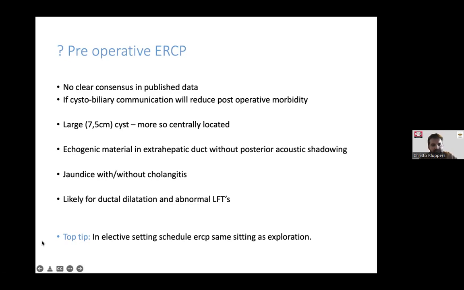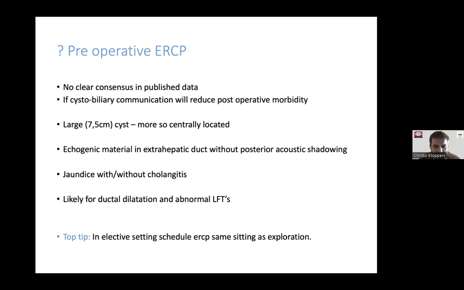If there is a cystic biliary communication, it will reduce post-operative morbidity. So certainly for large cysts, and we mentioned 8 centimeters before for simple cysts, the best available evidence suggests 7.5 centimeters as a hydatid cyst, especially the central. If there's echogenic material in the extrahepatic bile duct without shadow, so you don't think it's stones, but it is stones, there's probably a reason to do ERCP too.